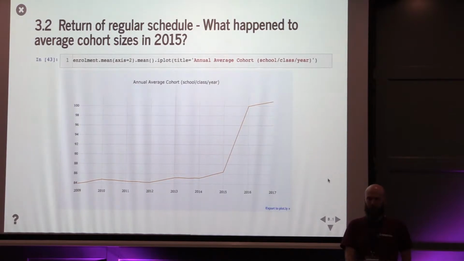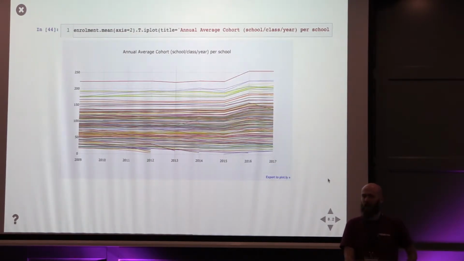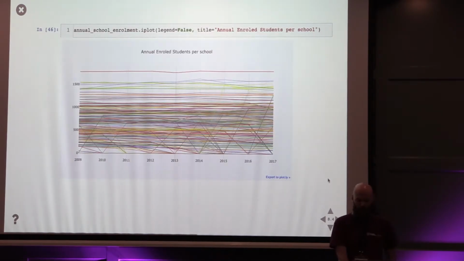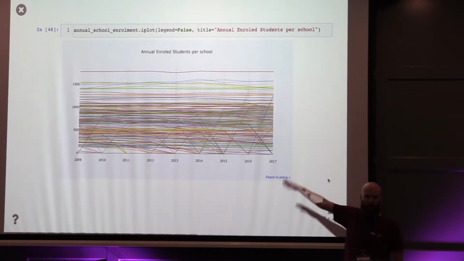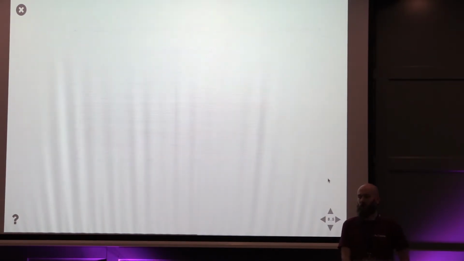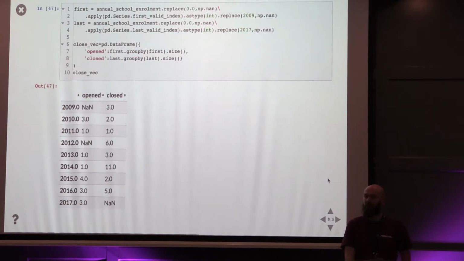This is the average cohort size, so year group in a school, and basically something happened in 2015. We can go into some really ugly visualizations that tell you absolutely nothing, but if you turn it into the number of students in each school, you see that there are these clusters of dive-bombing schools that just disappear. So basically, no shocker to anyone, that means that the school was closed.